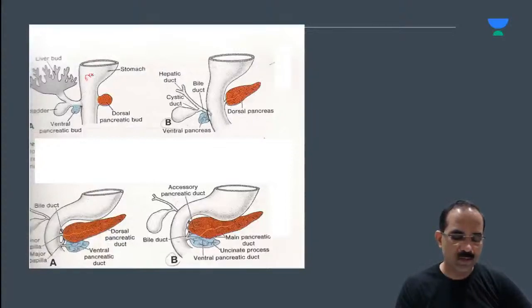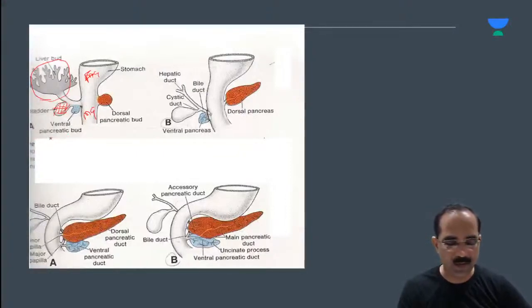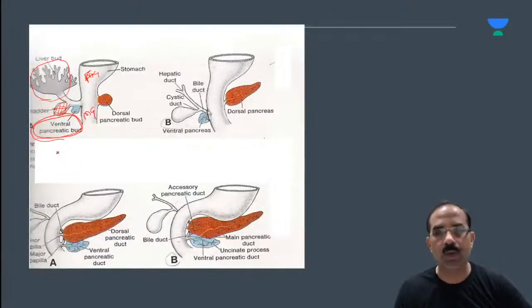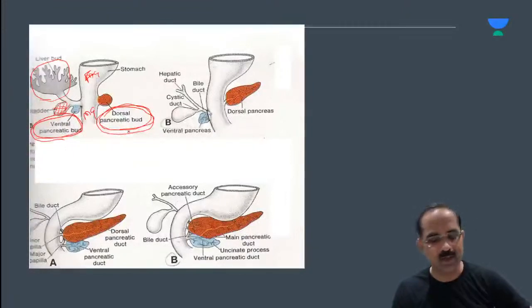Now look, this is the foregut, and this is the midgut. At the junction of foregut and midgut, we get a diverticulum for the liver. Here we call this the hepatic diverticulum, right students? We get another small diverticulum for the gallbladder, and this is what we call the cystic diverticulum. Fine students, at the junction of the hepatic diverticulum and the gut, we get a bud here. What is this bud? The ventral pancreatic bud. Exactly at the opposite side, we get another bud, named the dorsal pancreatic bud.